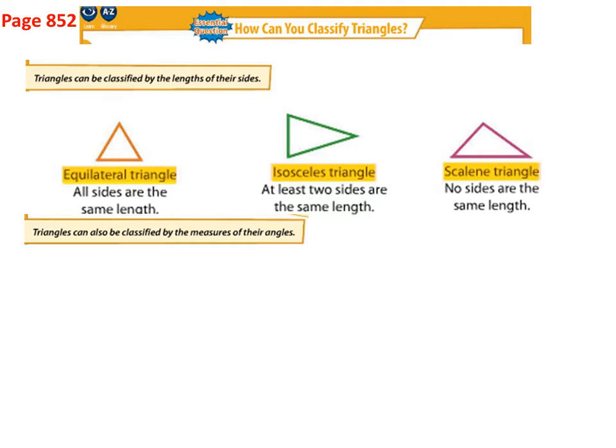Now, triangles can also be classified by the measures of their angles. Look at this triangle. Take a look at the measure of the greatest angle. Here we have a right angle, so we can call that triangle a right triangle or right angle triangle.